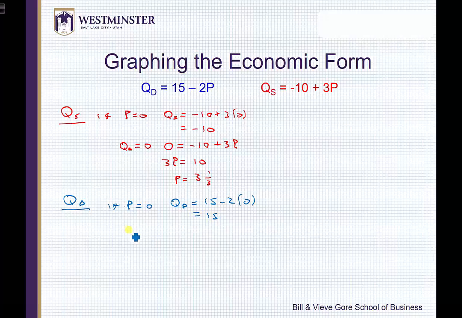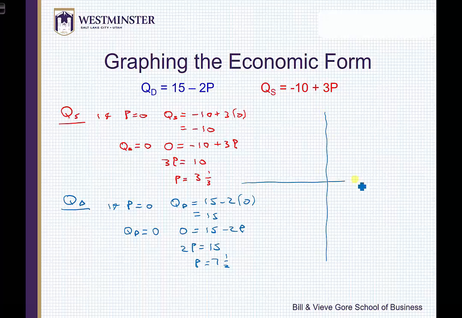And if I have QD equal to 0, that's 0 being equal to 15 minus 2p, or 2p is equal to 15, or p is equal to 7 1/2. So this simply gives me a couple of points in my Cartesian coordinate, a couple of points on each axis, P and Q, for these curves. So let's think about where these live.